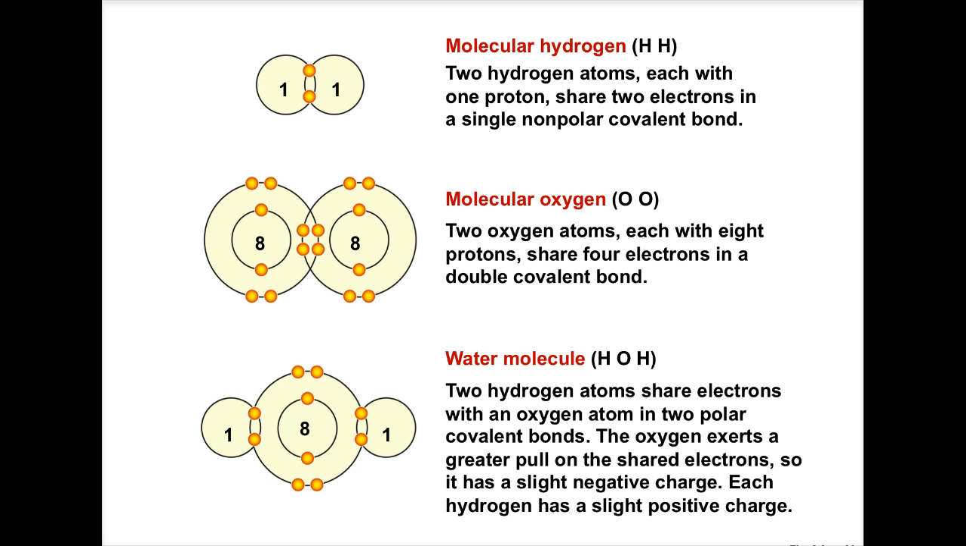One covalent bond is where two atoms share one pair of electrons. If two atoms are sharing more than one pair of electrons, it's considered to be a double bond.